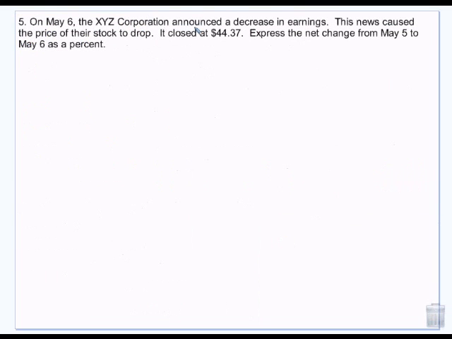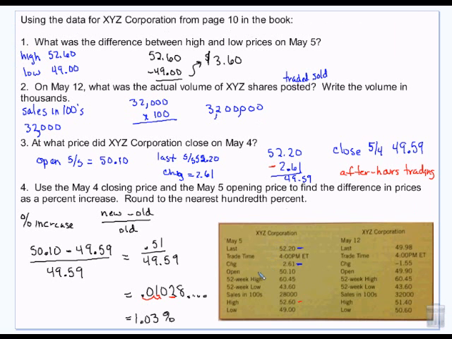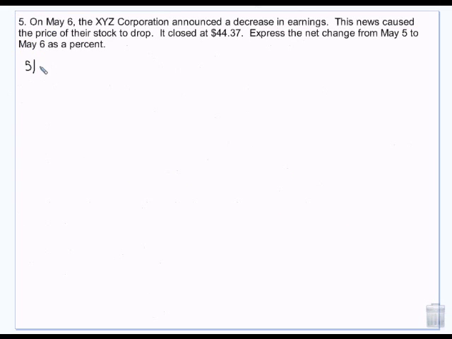The XYZ Corporation announced a decrease in earnings. This caused their stock price to drop, and it closed at 44.37. Okay, so remember at May 5th, we closed at 52.20, right? So 5/5 is 52.20, and May 6th it closes at 44.37. Okay, and we want to do the net change as a percent. So this is my old and this is my new, right? The 5th is old, the 6th is new.